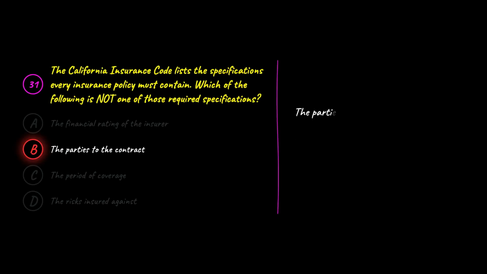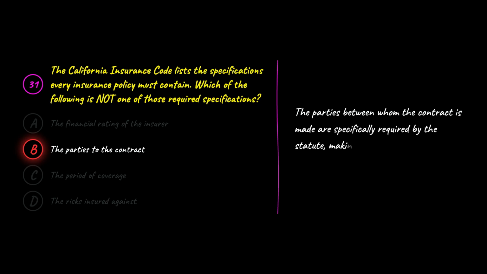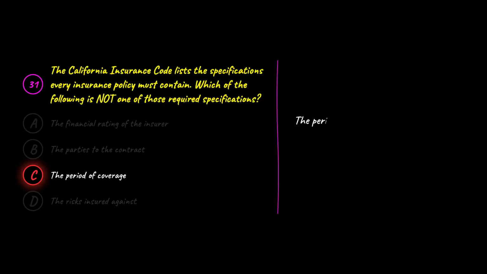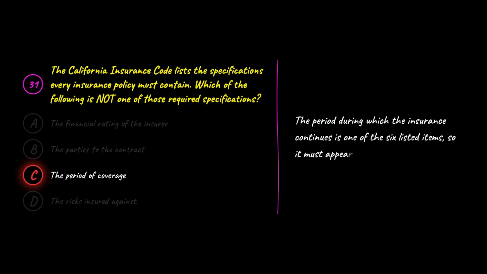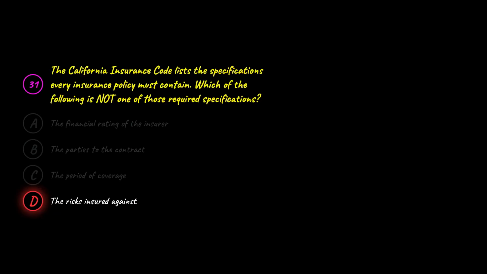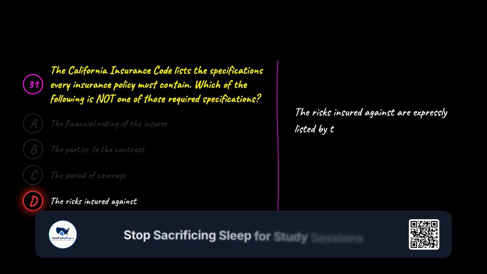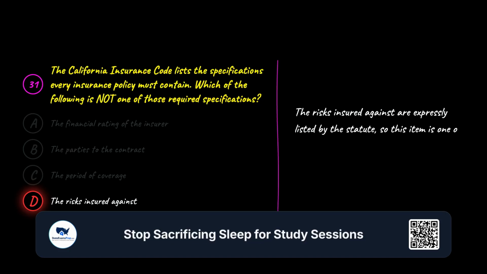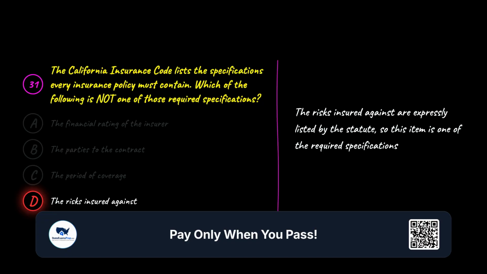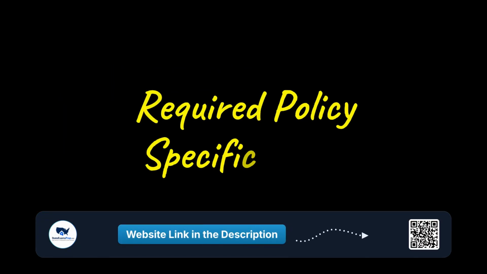B is wrong because the parties between whom the contract is made are specifically required by the statute, making this a mandatory specification. C is wrong because the period during which the insurance continues is one of the 6 listed items, so it must appear and is not the imposter. D is wrong because the risks insured against are expressly listed by the statute, so this item is one of the required specifications rather than the exception.